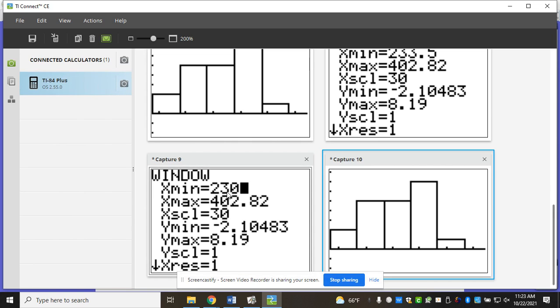So you can technically change where it starts. I'm also going to think of numbers that are easier for me to write. So I might want to start at 230 and go by 30s because that seems easy to me. That doesn't look like a bad graph.